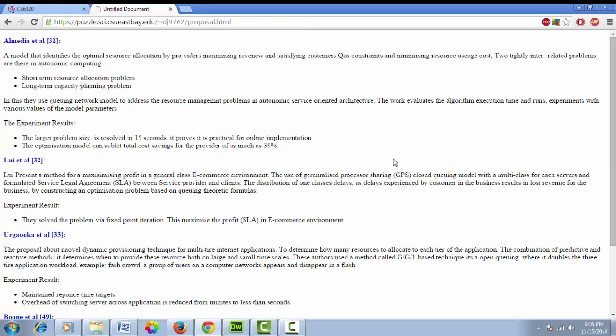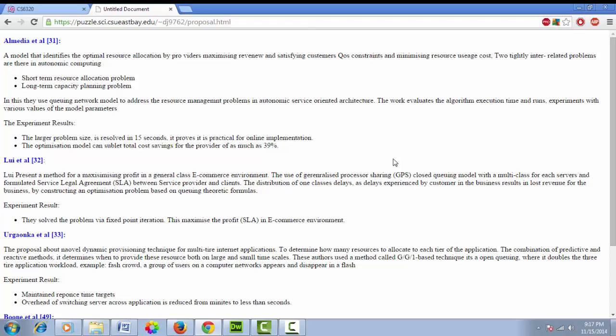Then Zhong Li, another scholar, addressed queuing networks in his paper. He proposed a method of maximizing profit in a general-class e-commerce environment, using generalized processor sharing and a closed queuing model with multi-class servers, and formulated a service level agreement between a service provider and clients.